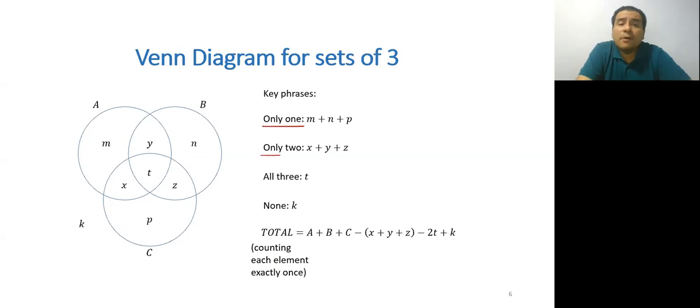Those elements who have only 2 characteristics are counted by adding x plus y plus z, which represent all the elements that have only 2 characteristics out of 3. Could be A and B, B and C, or A and C alone, okay? And t represents the intersection of all 3 sets. There's also the possibility that there are some elements that belong in no set.